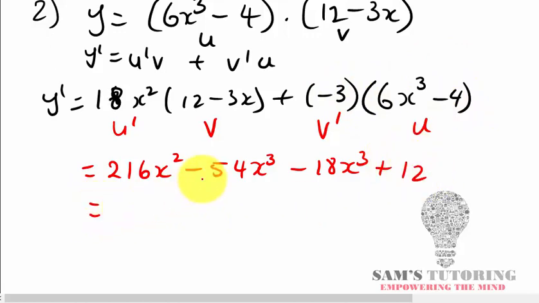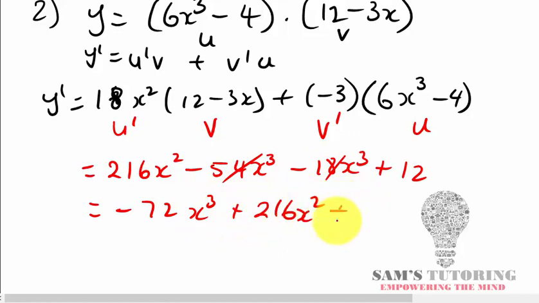Final answer. Please simplify. Negative 54 minus 18 obviously gives us negative 72. Exactly right, negative 72. So the answer is negative 72x cubed plus 216x squared plus 12.